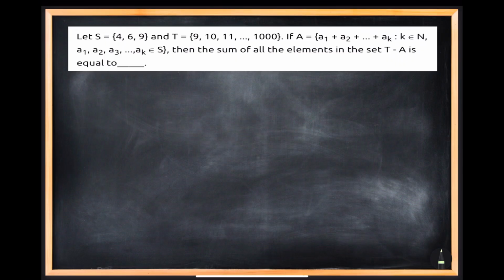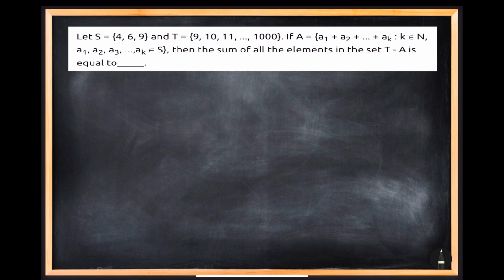Okay, so we have this situation. Let set S equal {4, 6, 9}. T equals {9, 10, 11, 12, 13, 14, ... up to 1000}. A is another set which contains a1 + a2 + a3 + ... + ak, where k belongs to the natural numbers, so k things you have to take, and these a1, a2, a3, ..., ak are taken from set S.